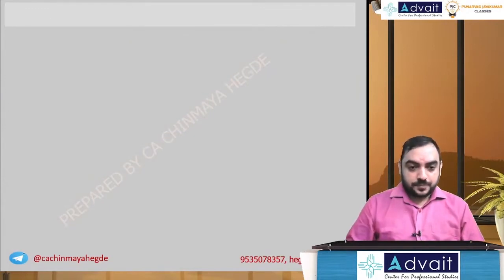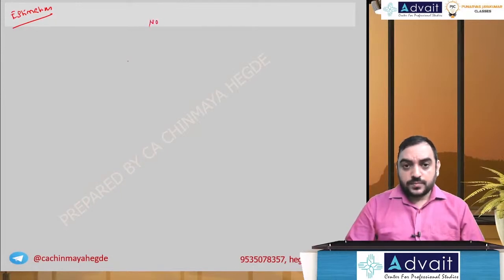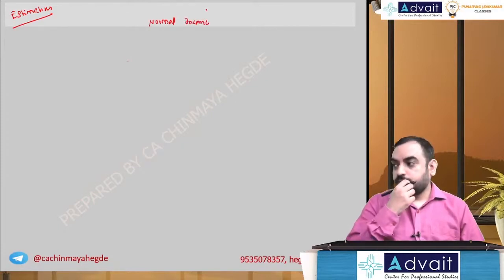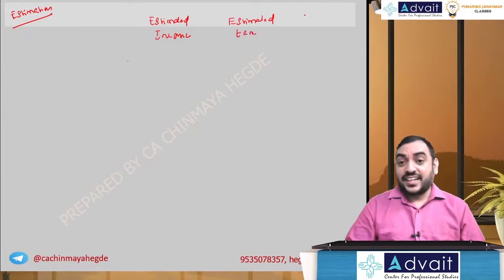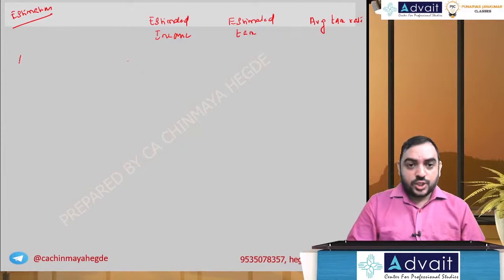So let's do estimation first. Then we come to actuals. We have two types of tax rate. So I will say like a normal rate. Or I'll say estimate income. Then estimated tax. Then estimated tax rate, average tax rate. Okay, so let me write as normal income and capital gains.